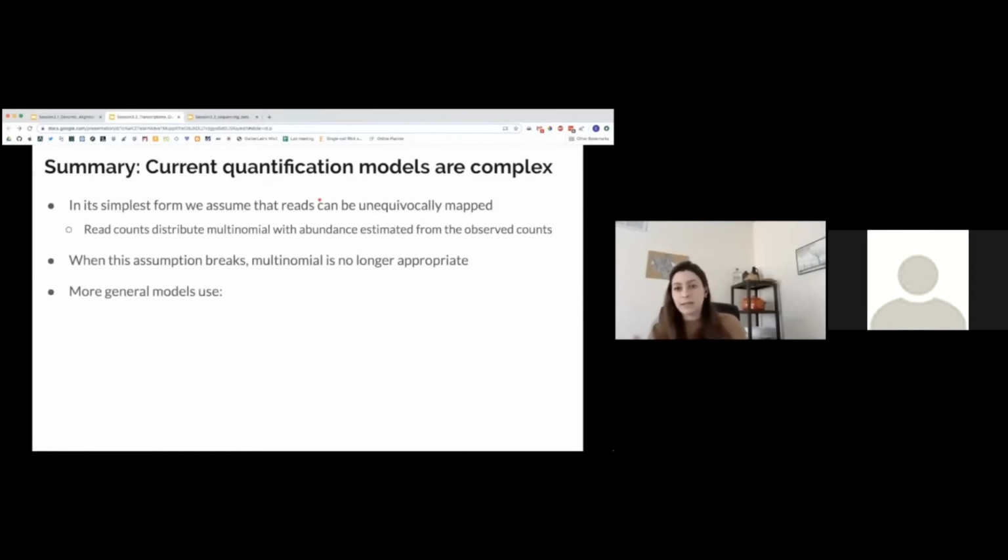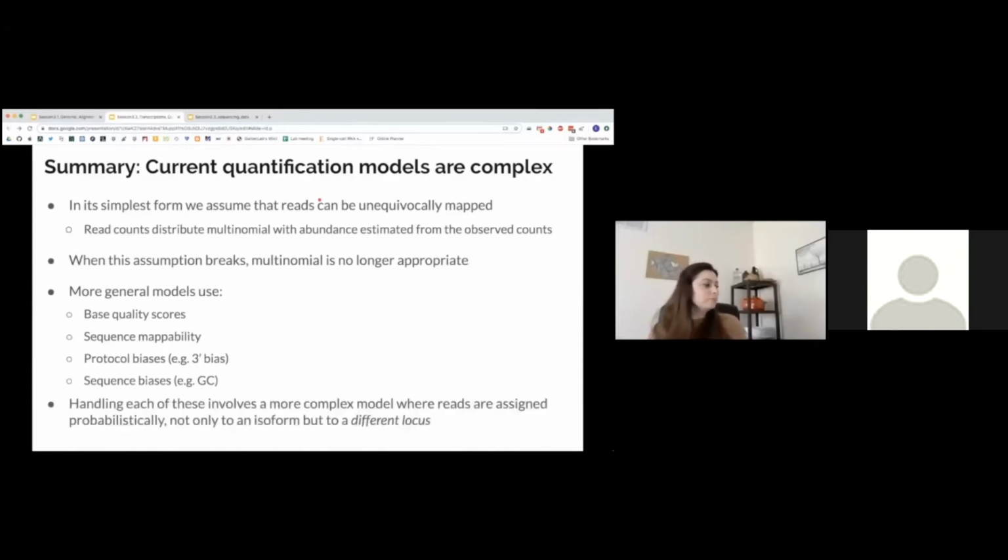The more general models that take care of additional information to accommodate the uncertainty of the data will use the base quality score, so it will inform how good an alignment is given a base quality score. It'll use the mappability of the sequence, or how many alignments it got all over the genome. It'll use the information of protocol biases, or if there is a certain trend to get more reads from a certain region of your genes. And it will use sequence biases. For example, are you more likely to get fragments from regions that are GC rich or GC poor?